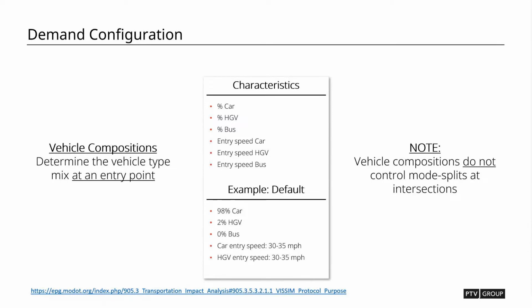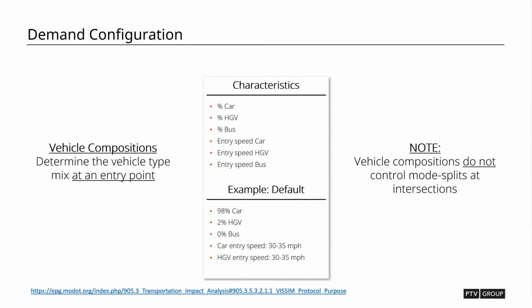For example, on your freeway entrance, you might have a 5% truck mix, but the percentage of trucks that take that first off ramp might be different than the overall truck mix. And so those are going to be taken care of through different mechanisms. Vehicle compositions just deal with when you're pumping vehicles into your model, what is the mixture of cars versus trucks versus buses.